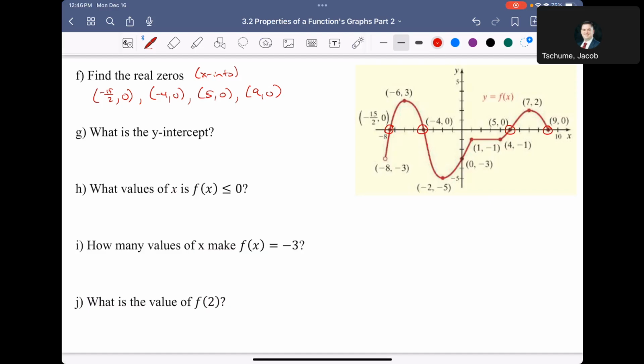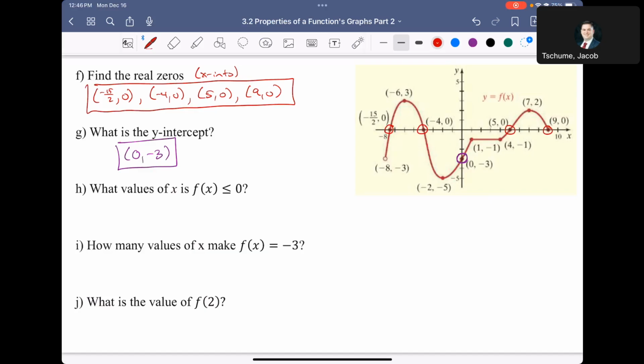All right, now you want to find the y-intercept. So the y-intercept is find the spot where it crosses the y-axis, and there's only one spot that happens in, and that's going to be at the point 0, -3. And so that will be your only y-intercept for this problem, and that's the answer to part G.